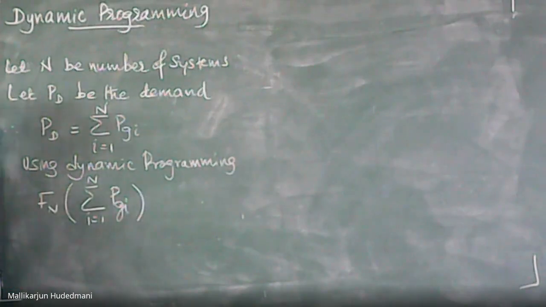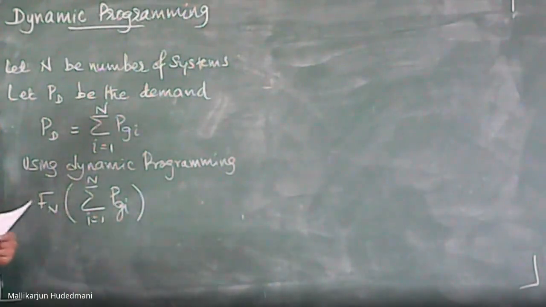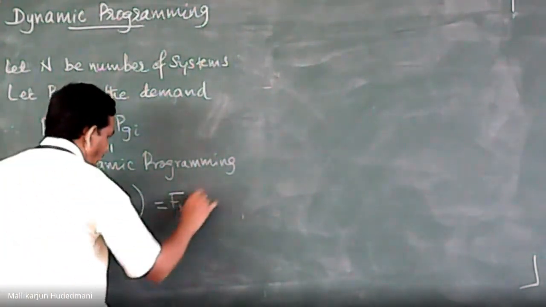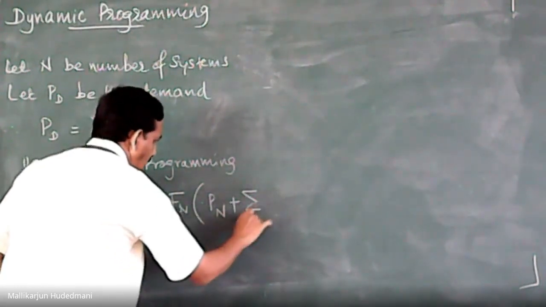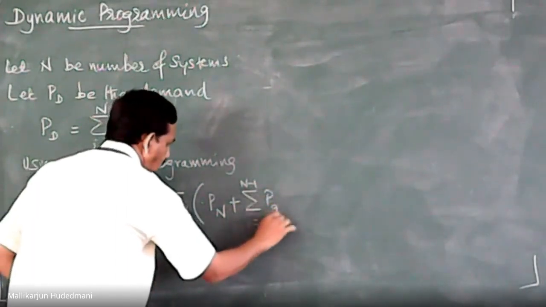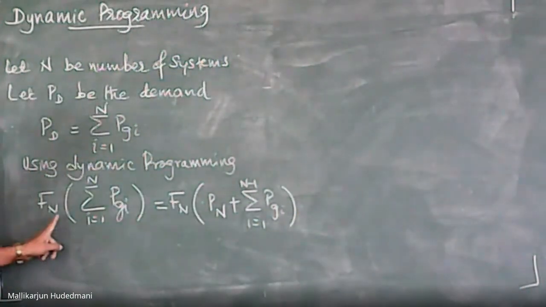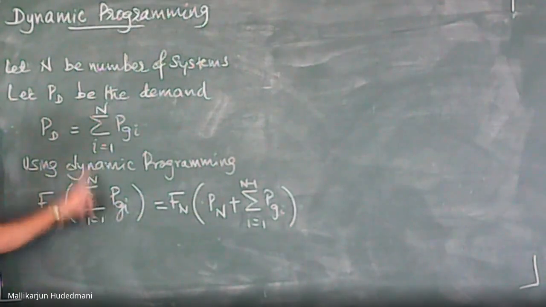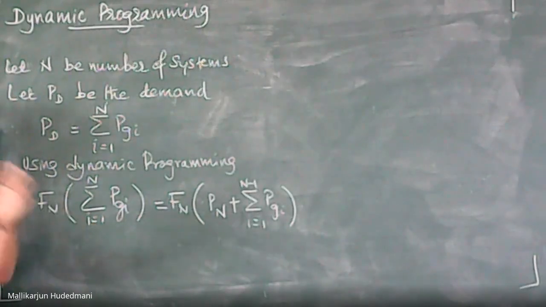I can write it. Then I said this megawatt I will split into 2 parts. The part 1 is like this. This is Fn, Pn megawatt, summation i equal to 1 to n minus 1 Pgi, something like that. What is the meaning of this? The total production cost for generators 1 to n in meeting PD is Fn of this expression. Now I am at stage number 1.